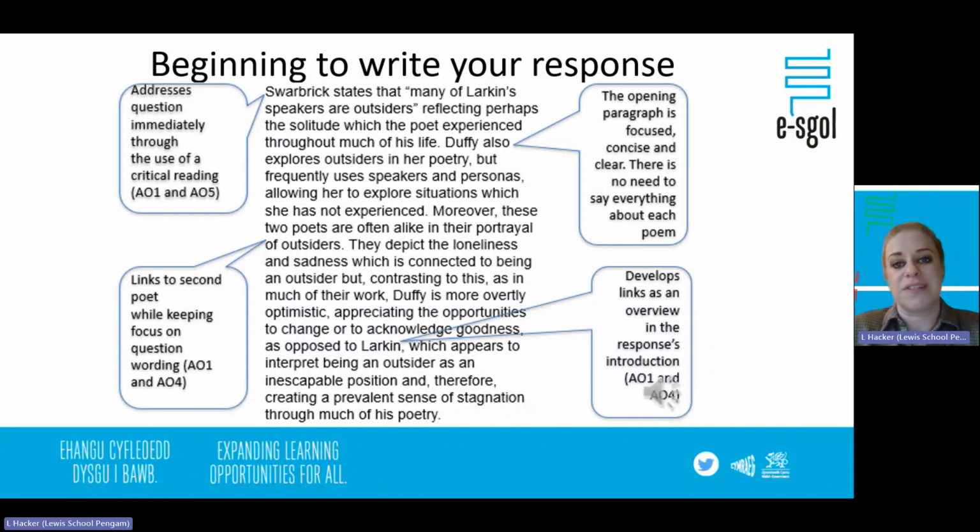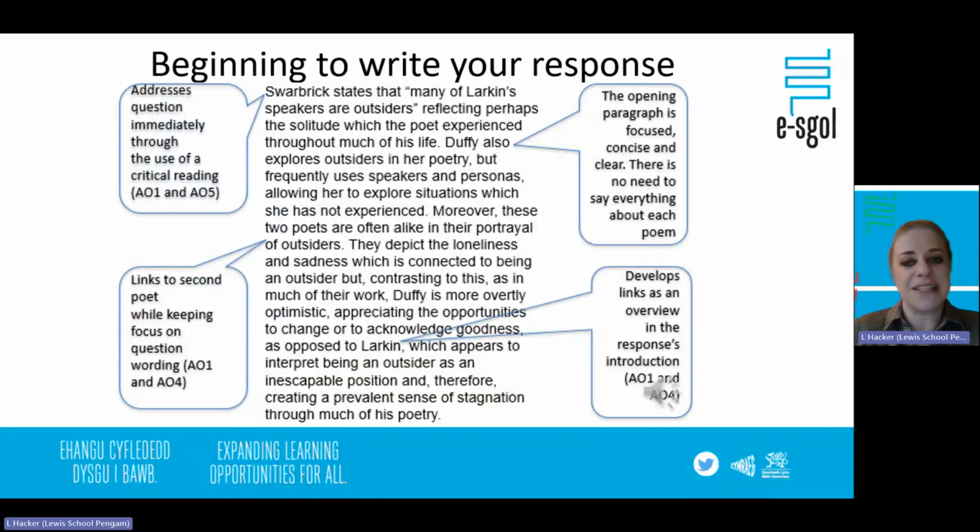But what we've also got is some tentative language reflecting perhaps the solitude which the poet experienced throughout much of his life. So what we've got here is an abundance of the AOs. We've got AO5, alternative interpretation. We've also got AO1 and AO2 because there's a focus on the question, and a little bit of AO3 as well, relevant context about Larkin's life.